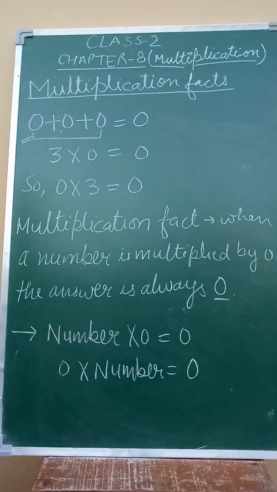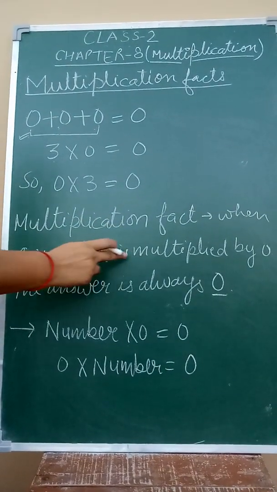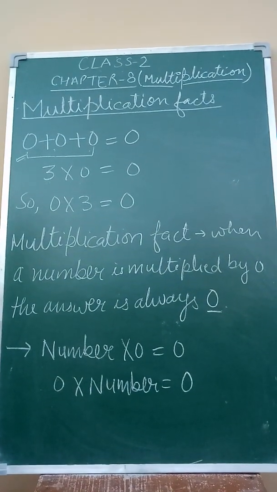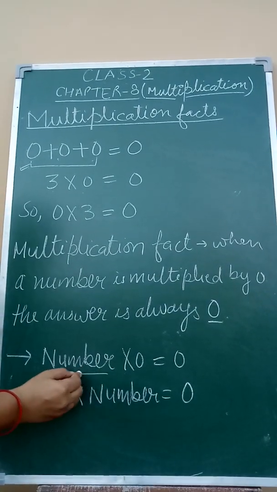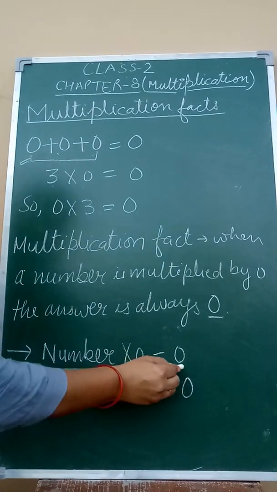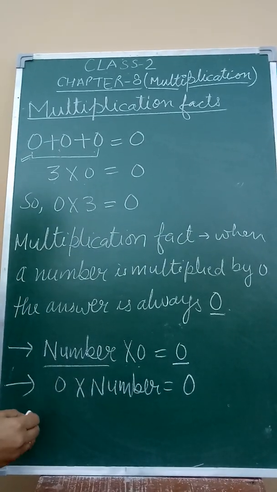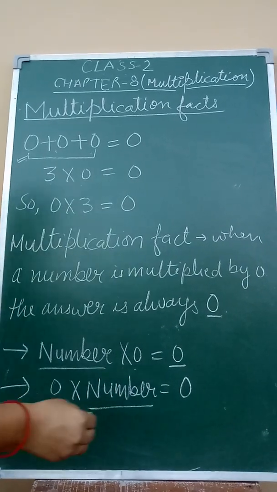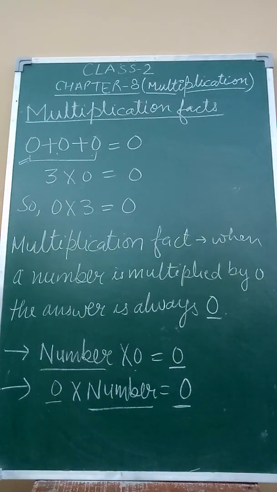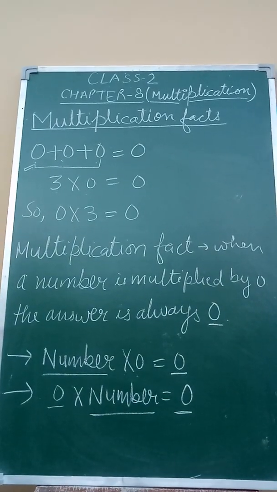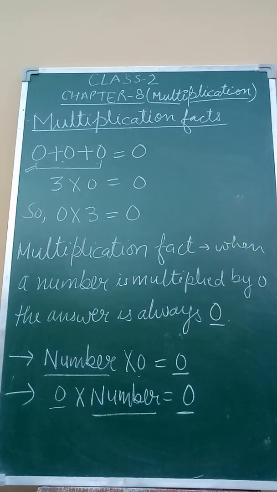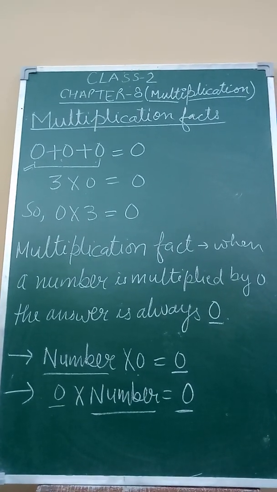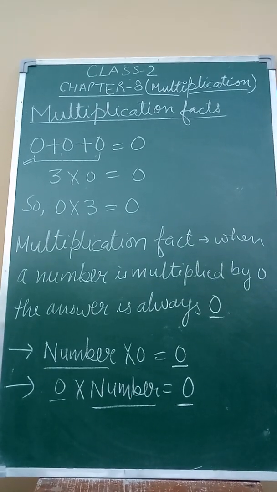So students, what you have observed here, when a number is multiplied by 0, the answer is always 0. This is the second multiplication fact. Either the number is in the first place and 0 in the second place, the answer is 0. Or maybe the 0 is in the first place and the number is in the second place, still the answer is 0. So there are two facts. The first is the turn around fact, in which only the places of our digits are changed. And the second fact is when a number is multiplied by 0, the answer is always 0.